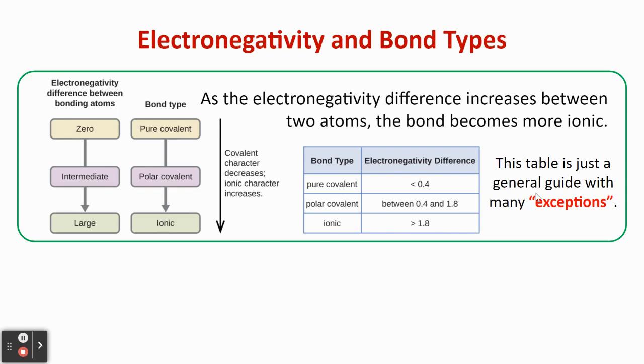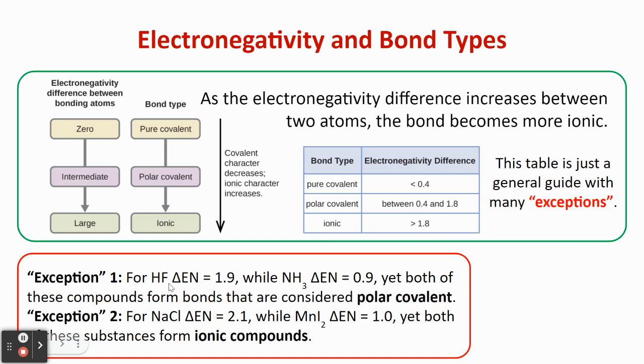Now, there are lots of exceptions to this general rule. As an example, HF has an electronegativity difference of 1.9, while NH3 has an electronegativity difference of 0.9. They're both considered to be polar covalent bonds, even though they fall outside of this range. Sodium chloride has an electronegativity difference of 2.1. Manganese diiodide has an electronegativity difference of 1.0, but they're both ionic bonds.